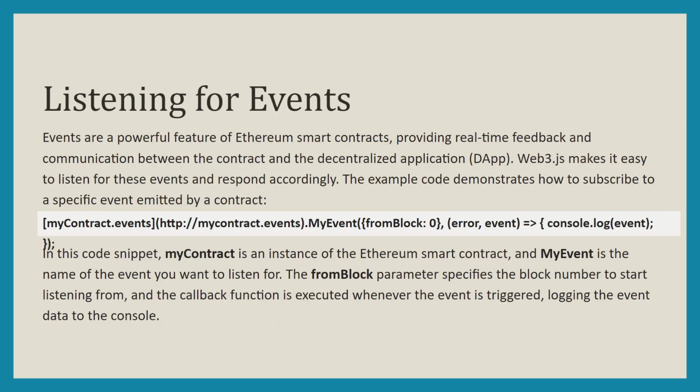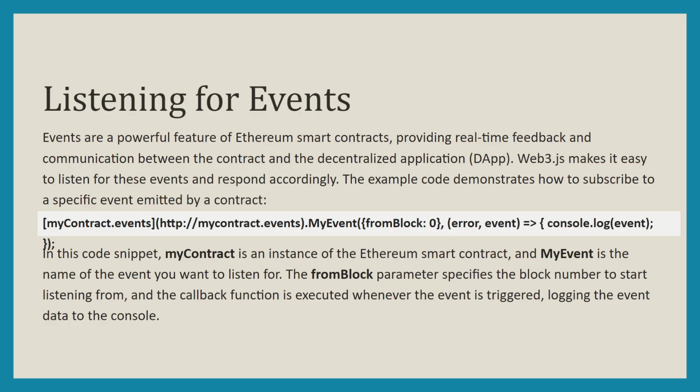Next, what you can do is listen for events. Events are a powerful feature of Ethereum smart contracts, providing real-time feedback and communication between the contract and the decentralized application. Web3.js makes it easy to listen for these events and respond accordingly. The example code will demonstrate how to subscribe to a specific event emitted by a contract. myContract.events.MyEvent, fromBlock 0, on error, console.log event.